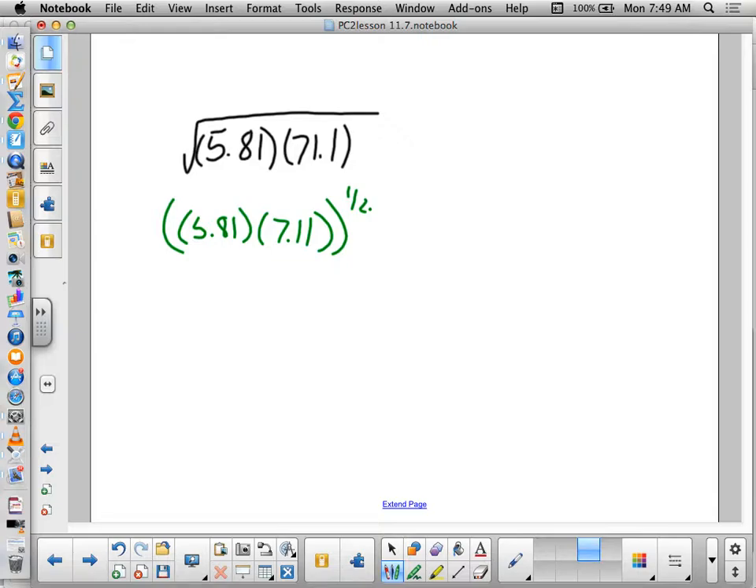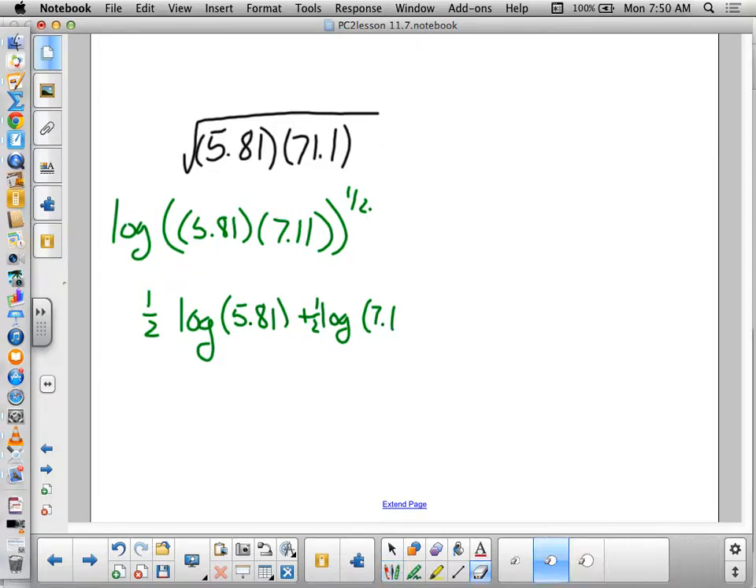So we take the log of that, and so that's log of that gives us 1/2 times the log of 5.81 plus the log of 7.11, 1/2 log of 71.1, excuse me.